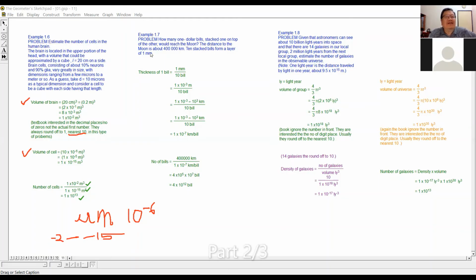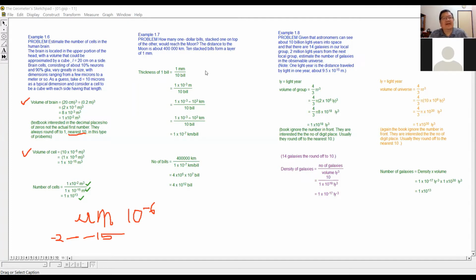Example 1.7. Okay, the problem: how many $1 bills, I think it's $10 bill, it's not 10 or 1. We continue. How many $1 bills stacked one on top of the other would reach the moon? The distance to the moon is 400,000 kilometers. 10 stacked bills form a layer of 1 millimeter.